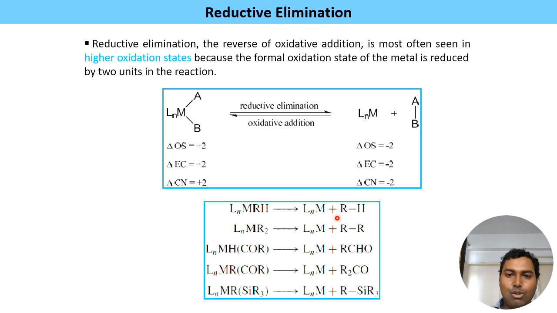Like here, for the oxidative addition, when we react this metal complex with the alkane, we get this product, but the reductive elimination is just the other way around. The decomposition or the elimination basically gets us the starting material in this case. So for this LnMR2, we can get this LnM plus R-R. So here basically we are getting the alkane back from this reaction. So here also LnM(H)(COR), after reductive elimination we will get LnM plus RCHO, and accordingly we can get the other products by this reductive elimination reaction.